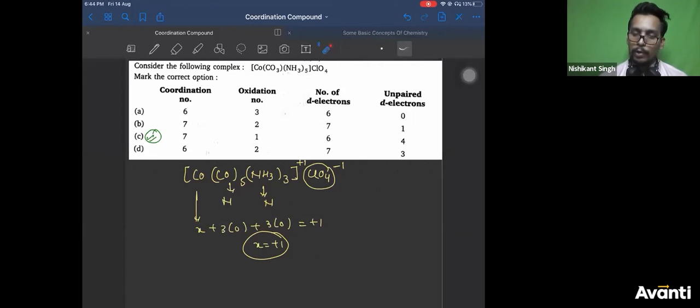Adesh, that's a typo error, man. That is self-understood, Adesh. It is CO3. Which ligand have you studied? Have you studied any ligand like this, Adesh? Can you tell me any ligand like this?